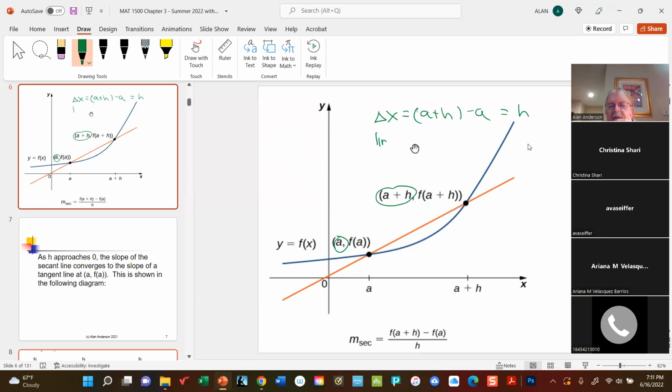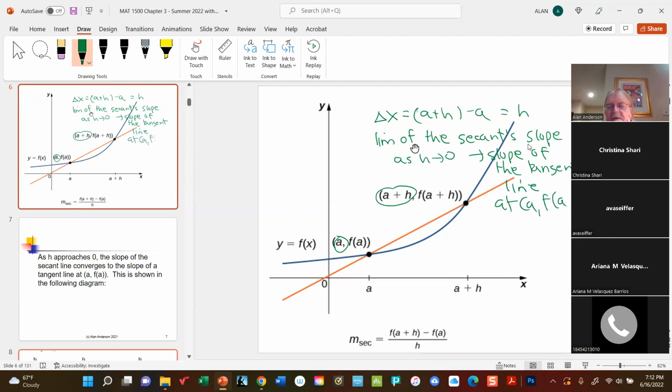as, well, the limit of the slope of the secant, as this difference gets closer to 0, will give us the slope of the tangent line at that point, of course, a, f of a, which in turn will turn out to be, this is what we mean by the derivative of f of x at the point a comma f of a.